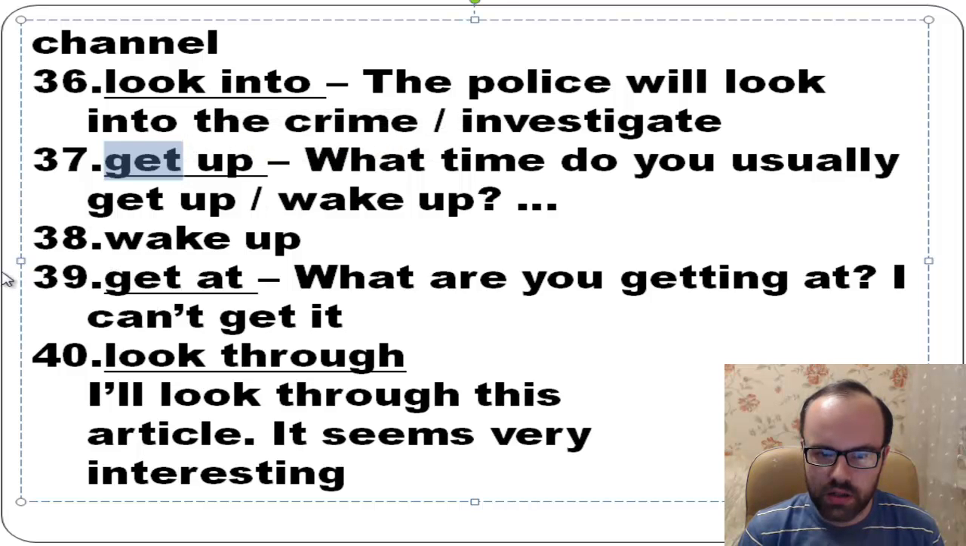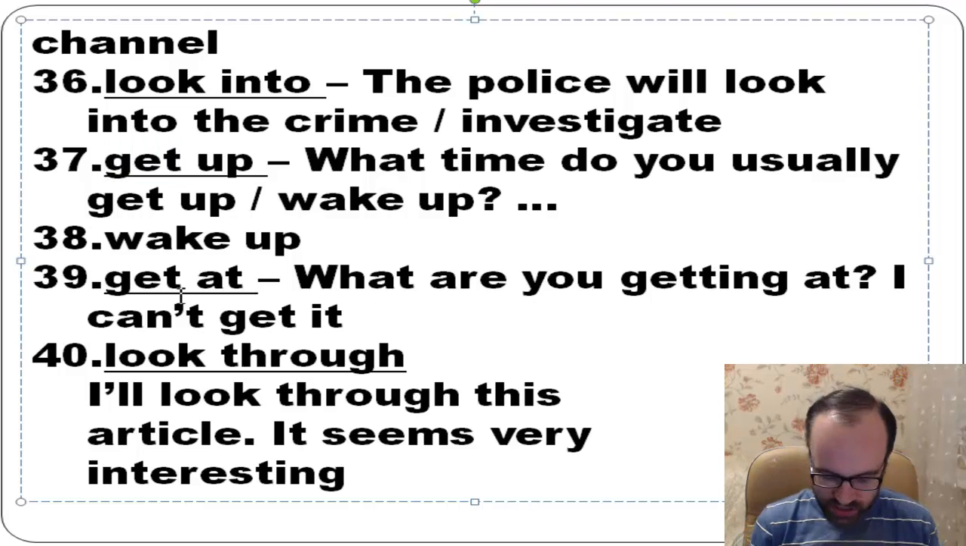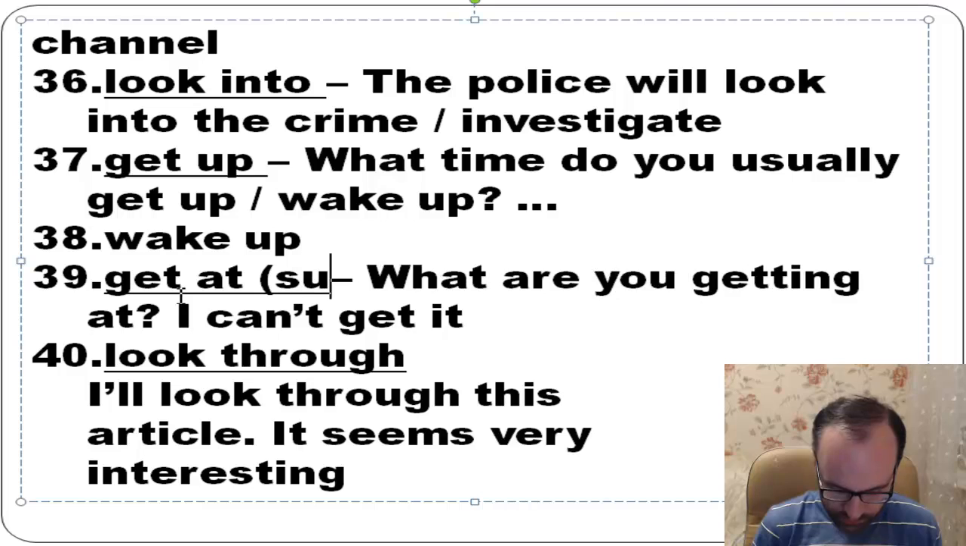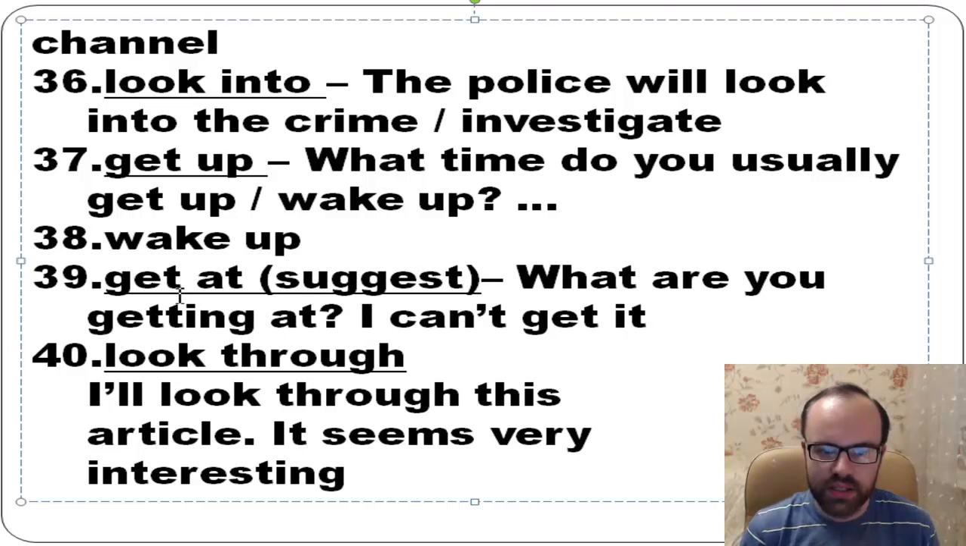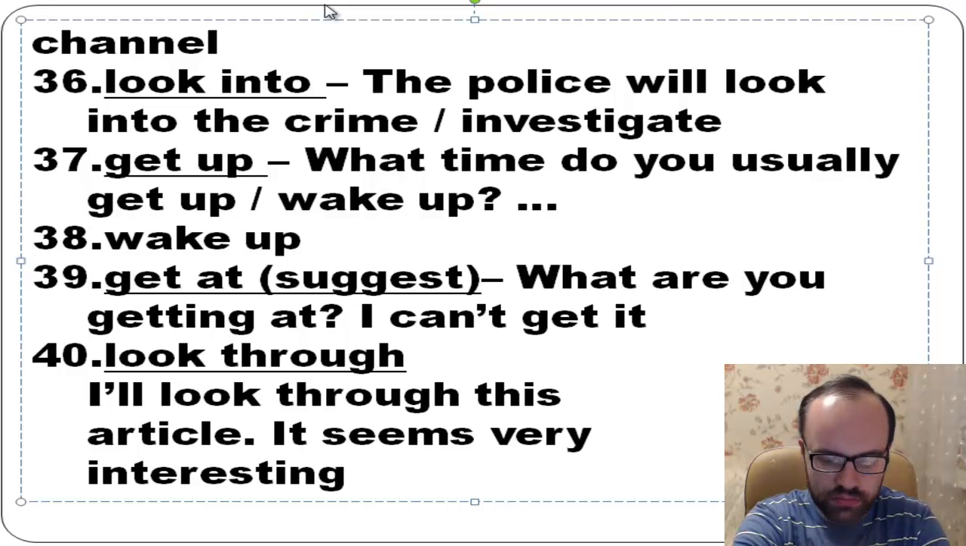Okay, get. What are you getting at? It means suggest. Get at means suggest. What are you suggesting? And you know that get can mean understand. I can't get it. I can't understand it.